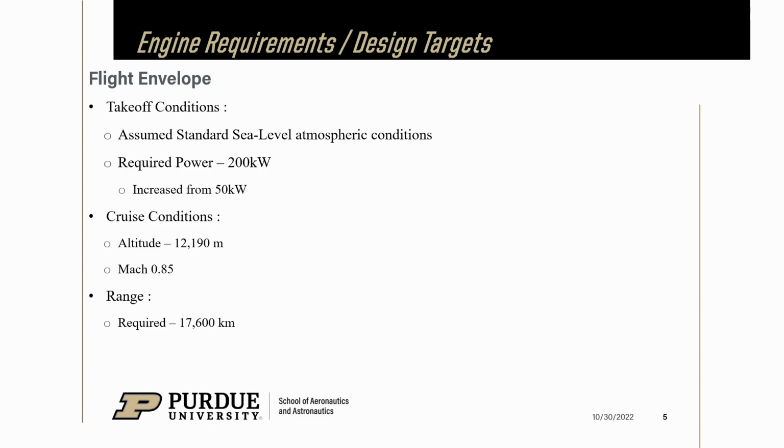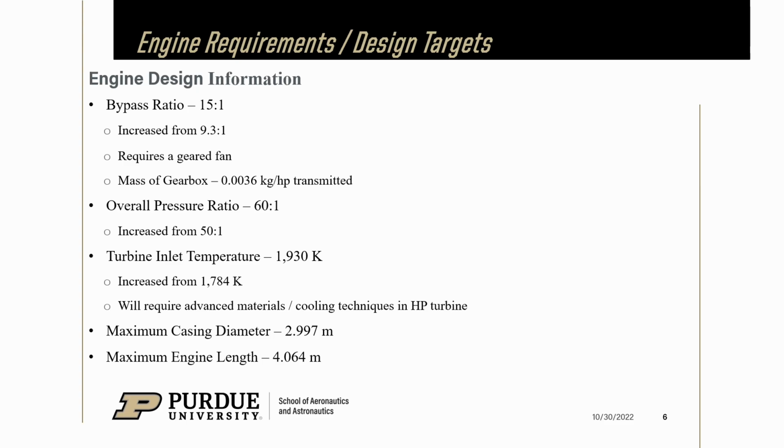Thank you. So the flight envelope for the aircraft is the following. At takeoff conditions, we're assumed to be at standard sea level with a required power of 200 kilowatts, which was increased from 50 kilowatts in the report. At cruise conditions, we'll be at over 12,000 meters and Mach 0.85, which is a standard value for passenger aircraft. Our total range will be a required 17,600 kilometers, and we can go on to the next slide, which will be over the engine design information.